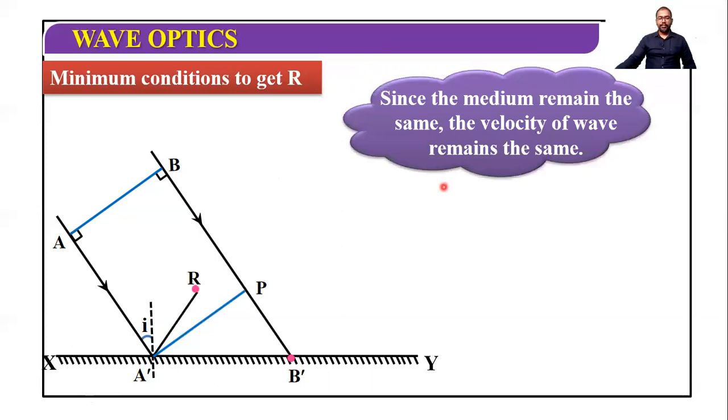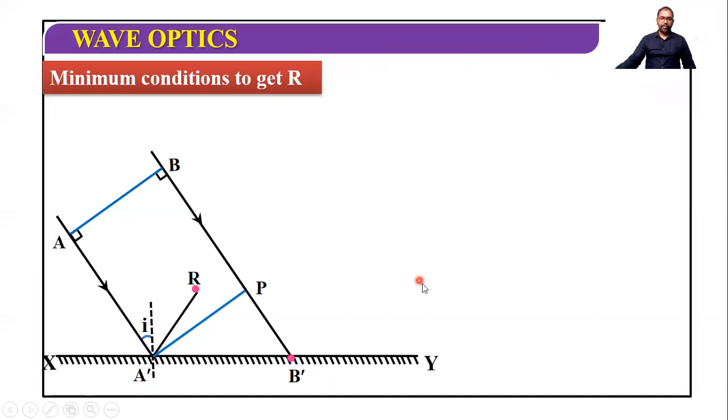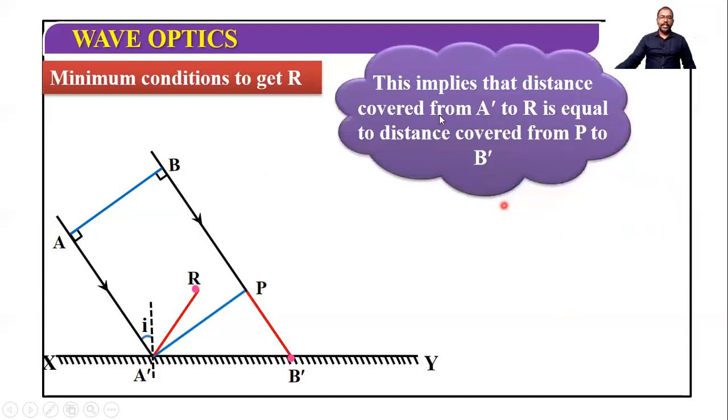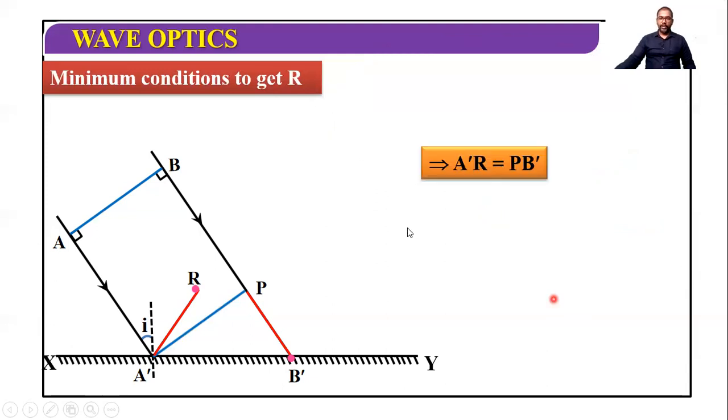Since the medium remains the same, here we consider this is the same medium, so the velocity remains the same. Thus, the light covers equal distance in equal interval of time. So we can write A dash R and PB dash both are the same and equal to CT. This implies that the distance covered from A dash to R is equal to the distance covered from P to B dash. So we get this condition: A dash R is equal to P B dash. Both are shown by the same color in the diagram.